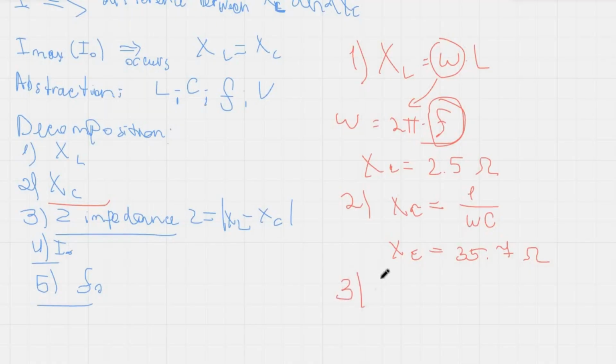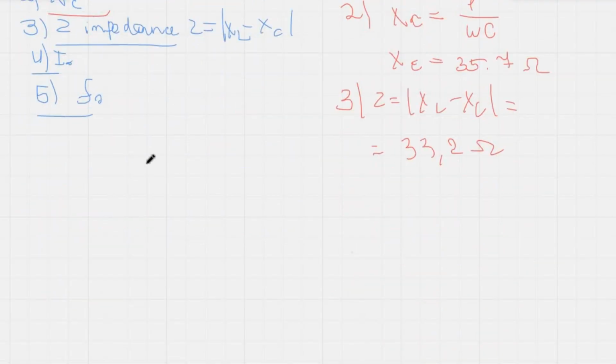Now, let's find impedance. Third one, yes. Equal, minus Xc. So it will be 33.5 ohms. Let's move on. So we found the impedance now.